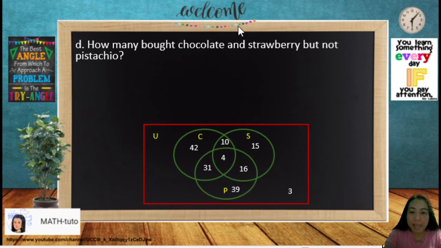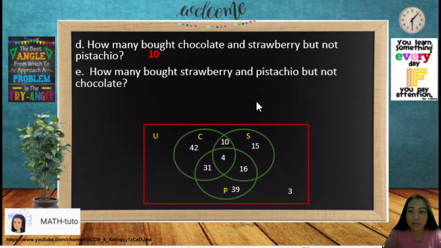Okay, and means intersection. That means chocolate and strawberry, but it will exclude those who also bought pistachio. And the intersection of chocolate and strawberry is this part, but 4 includes those who also bought pistachio. The answer here is only 10.